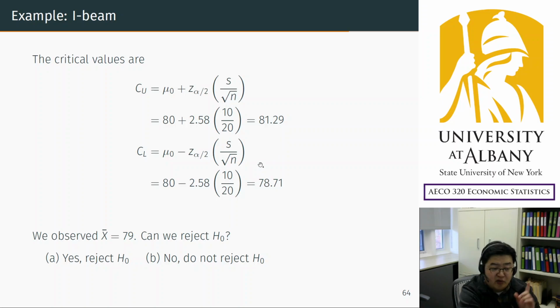And then remember, in this calculation, we did not use this observation. 79 was our observation. Then given these critical values, can you reject the null hypothesis when you observe 79?